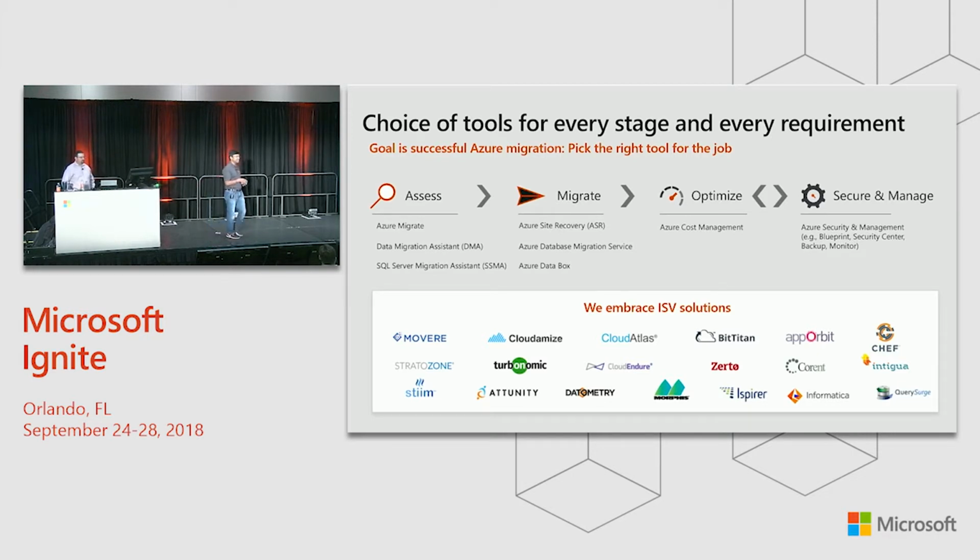You can turn on backup. You can turn on disaster recovery. You can turn on governance around those resources using some great built-in tools as well. And then we've got some great partners like MoveAir, Cloudamize, Cloud Endure, Zoto, and all of that as well.